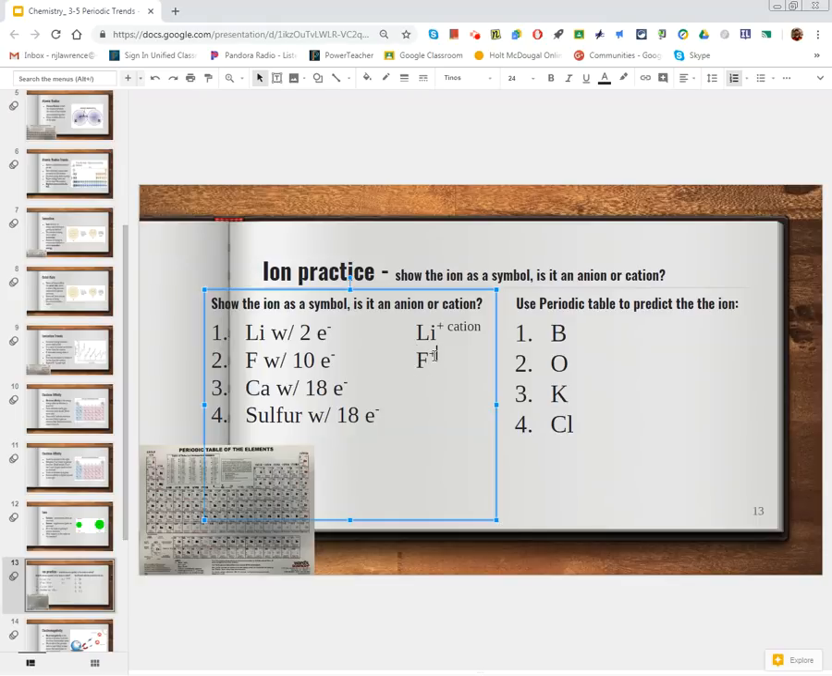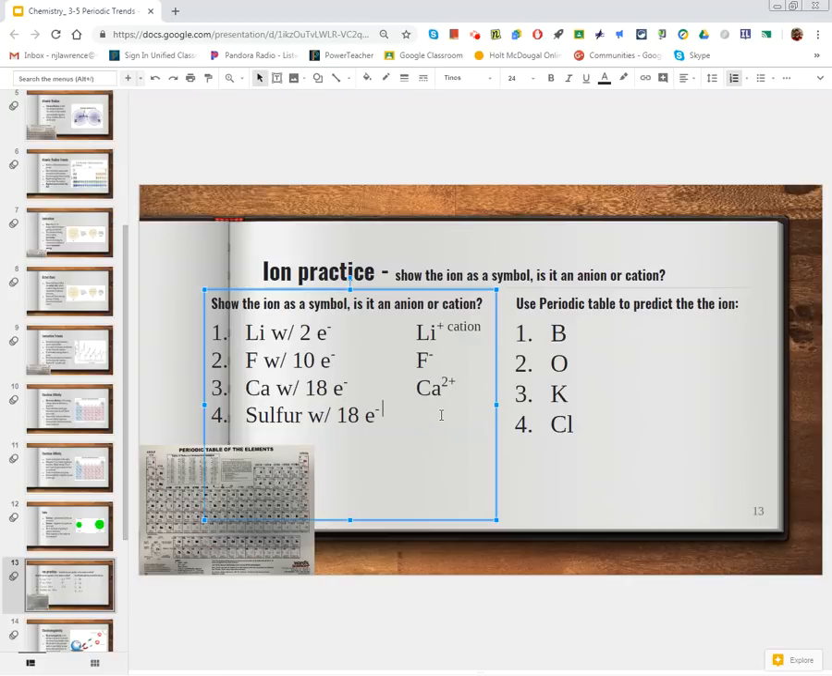All right, so we see fluorine would have a negative charge. Fluorine has 9 protons with 10 electrons, so it would be fluorine negative. Calcium has a total of 20 protons, and since it has only 18 electrons, it would have a calcium plus 2 charge.